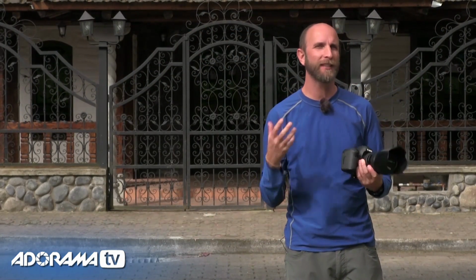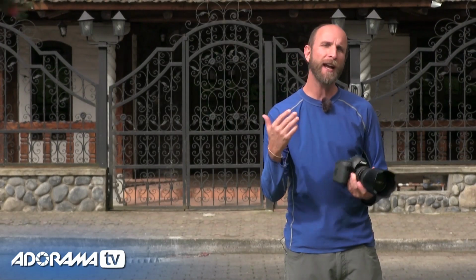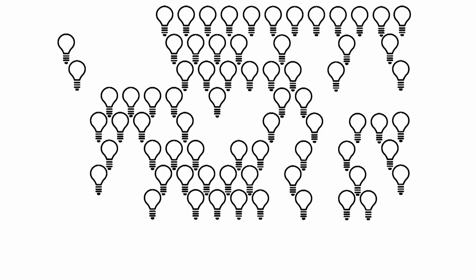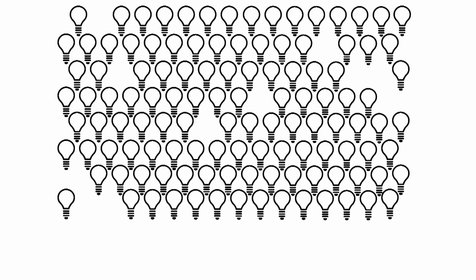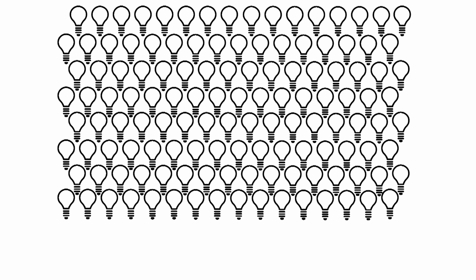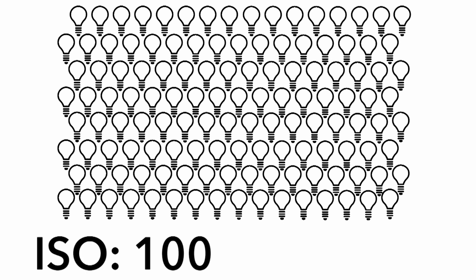ISO determines how sensitive your camera is to light. The higher the ISO value, the less light you'll need to take a photo. Let's take a look at this animation and see exactly how this works. Let's say we have a room that's lit with 128 light bulbs. Let's also pretend that we have a proper exposure at ISO 100, shooting at f2.8, and a shutter speed of 1/60. Remember, I'm just making up these values to illustrate a point.